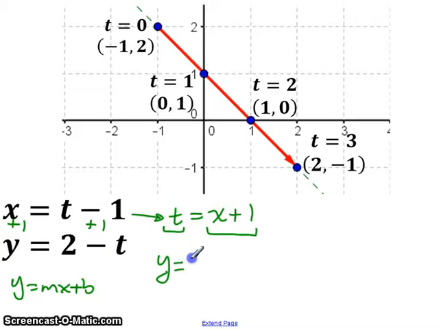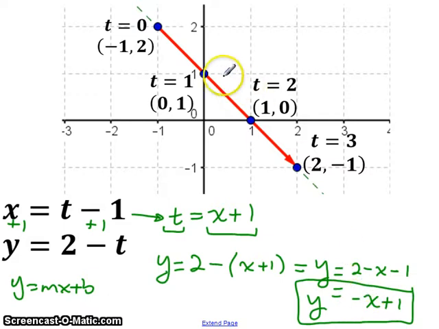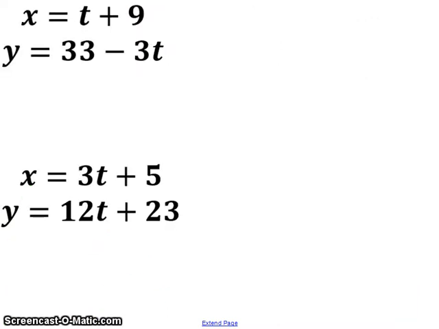So y equals 2 minus t, but instead of t, I'm going to put x plus 1. Now notice I put parentheses around here. I want to be really careful: if I'm subtracting off t and I replace t with an expression, I use parentheses because I'm going to have to distribute this negative sign. So really I get y equals 2 minus x minus 1, which gives me minus x plus 1. Okay, y equals minus x plus 1. This gives me a slope of negative 1, which appears to be what I have here, and a y-intercept of plus 1, which is also what I have here. Let's go ahead and look at a couple more examples.